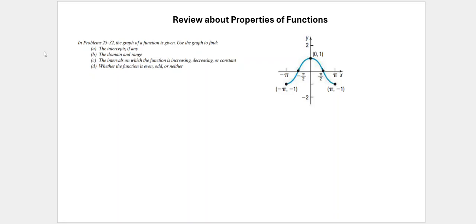better this topic. So the first exercise that we have is about the intercepts, the domain, range, increasing, decreasing, constant intervals, and if the function is even or neither. So they say in problems 25 to 32, so this is one of the problems, the graph of a function is given. Use the graph to find the intercept, if any, the domain and range, the interval on which the function is increasing, decreasing, or constant, and whether the function is even, odd, or neither, right?